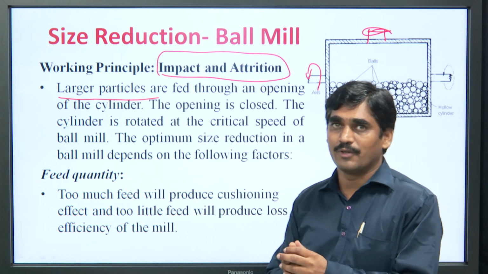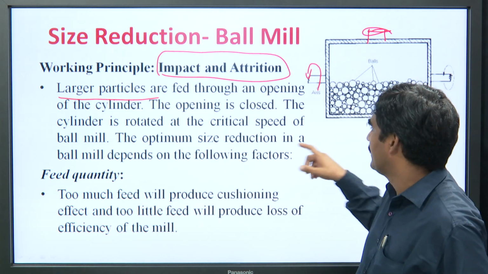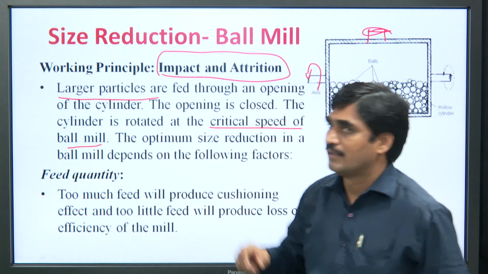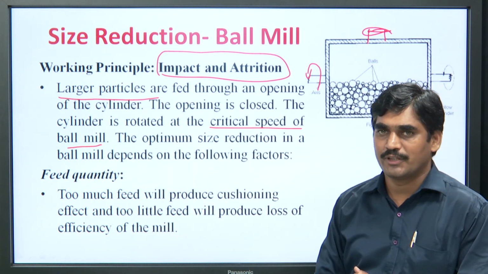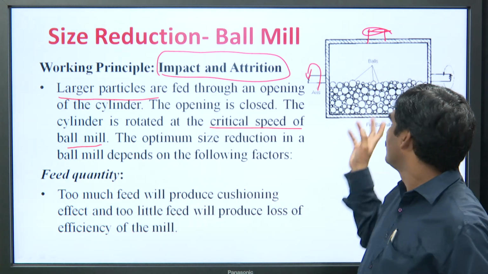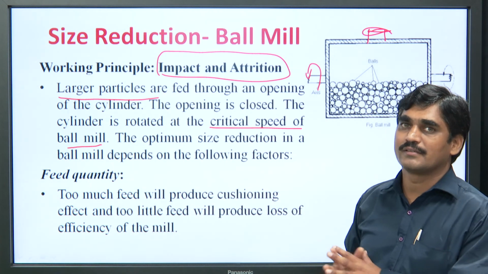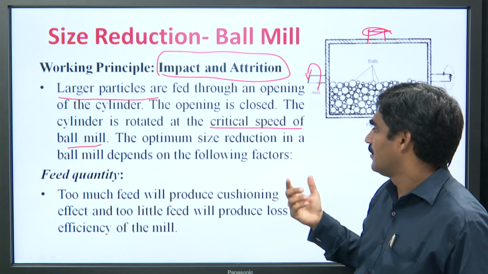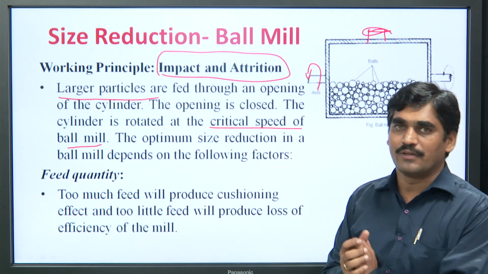What is the speed of the ball mill at which the cylinder is rotated? At the critical speed of the ball mill. Speed also plays an important role during size reduction when we are doing size reduction with a ball mill. The optimum size reduction in a mill depends upon the following factors.